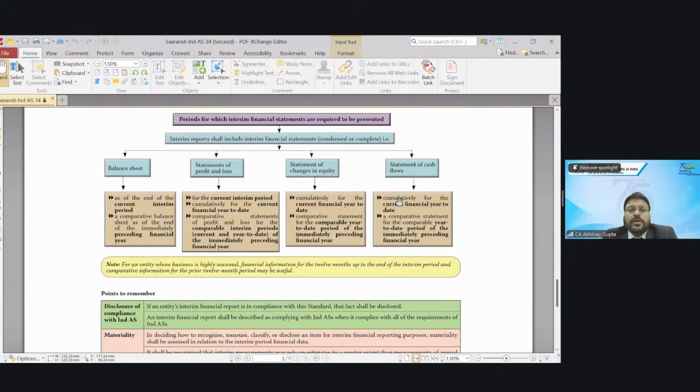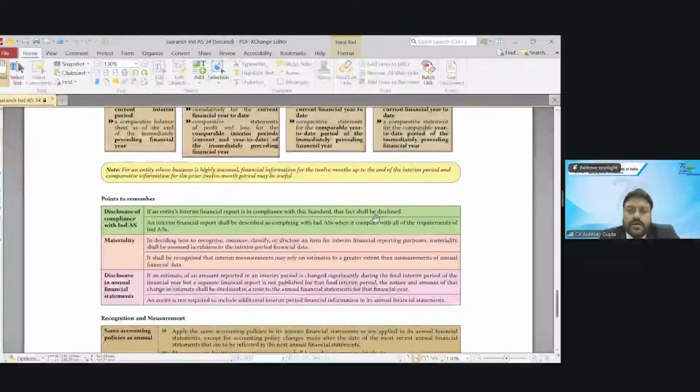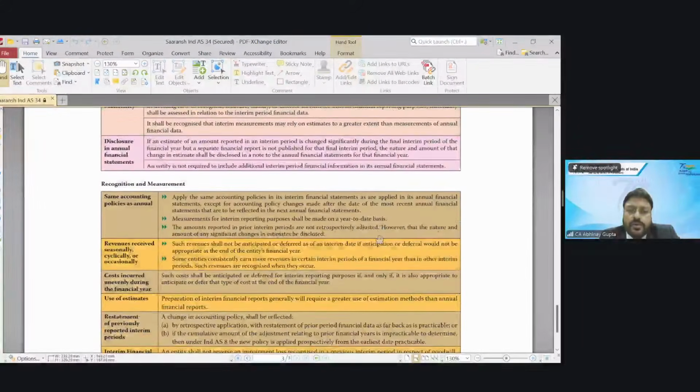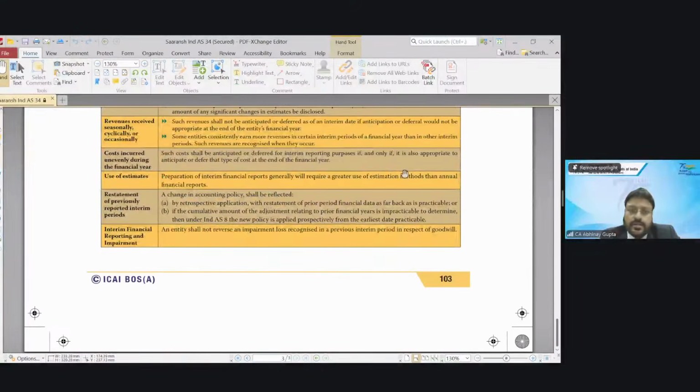Now, what are you going to prepare? Again, you are going to prepare the same things: balance sheet, P&L, statement of changes in equity, and statement of cash flows as the interim financial reporting financials set. So that was the quick recap on Ind AS 34. You must have already discussed it in your regular session. Now let's deep dive into certain practical questions on this standard and see how we are going to apply it practically.